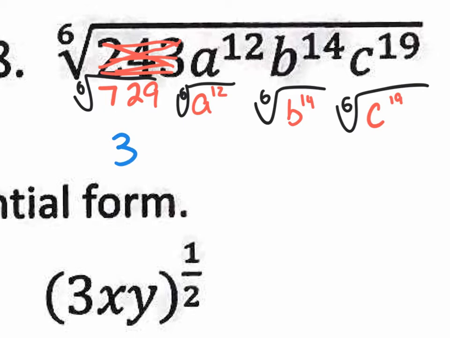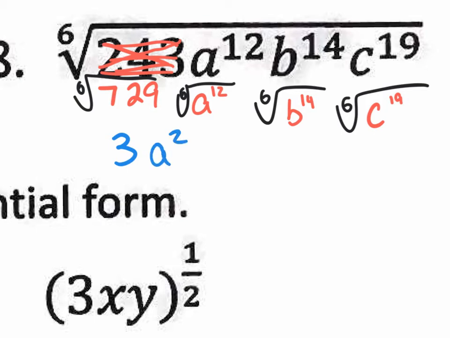Now let's take a look at what a 6th root actually is. The 6th root is really the power of 1/6. So remember, when we had a square root, we wanted this to be divisible by 2. If you had a 3rd root, you would want it to be divisible by 3. If you have a 6th root, you want it to be divisible by 6, which it is. So a to the 12th, when you take the 6th root of it, it's simply dividing 12 by 6, and you will get a to the 2nd.